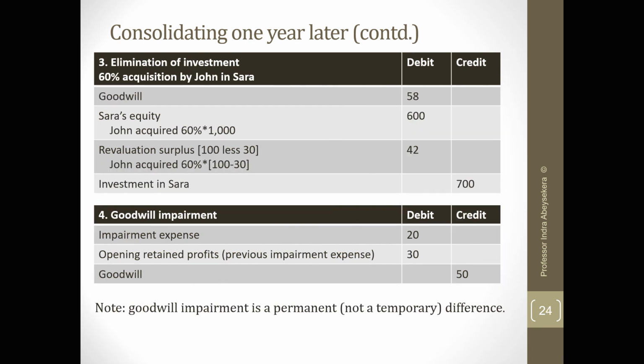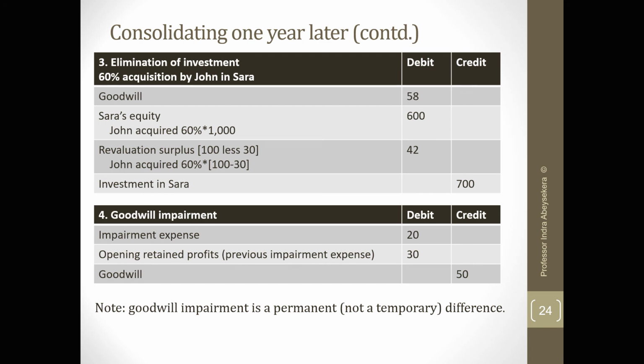We have elimination of investment. So we credit 700 investment in Sarah, and we debit Sarah's equity, which is the original equity, 60% of 1,000 is 600. And then there's revaluation surplus, 100 less 30, 60% of that John acquired at the date of acquisition, that's 42. And the difference is a debit, which is goodwill.